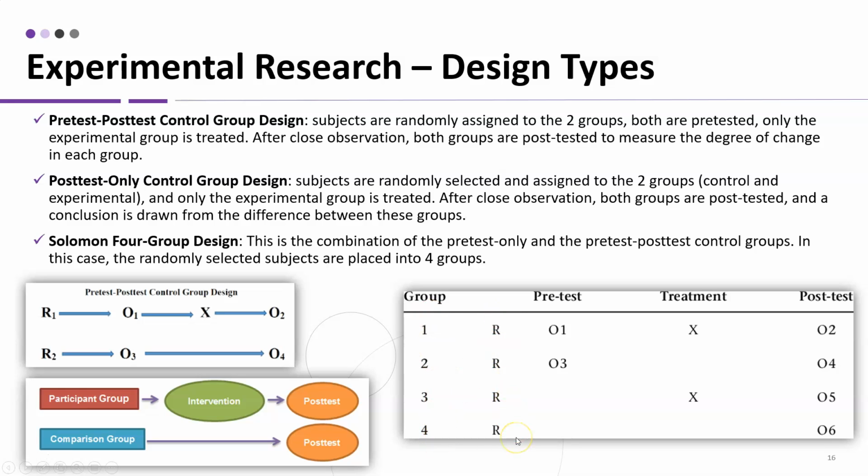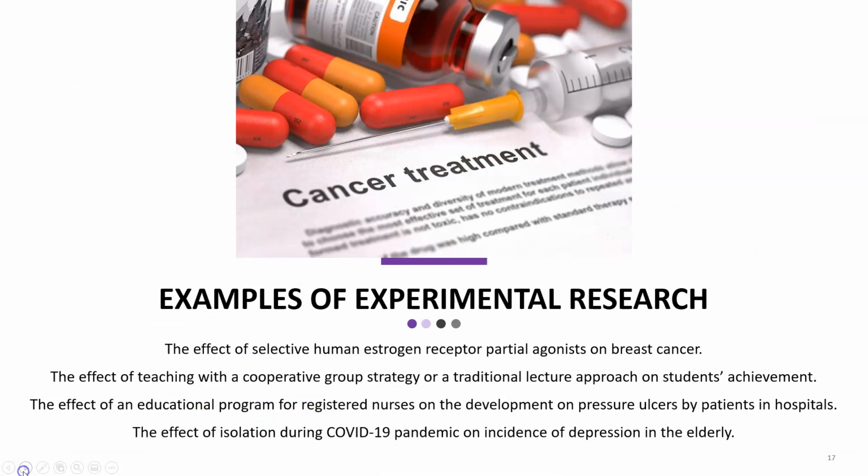We have randomization in all, and now we only have a pre-test in 2 of them and we have a treatment in 2 of them. Okay, but the treatment is not necessarily in the same 2 that got the pre-test, but all 4 groups get a post-test.